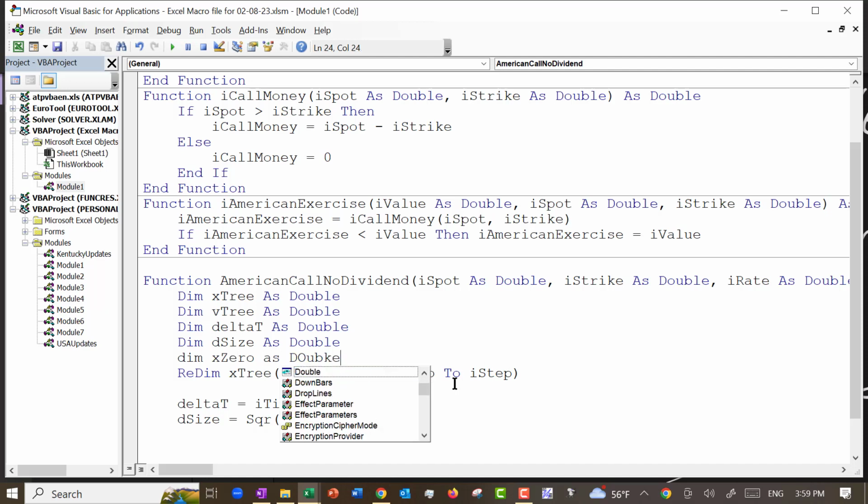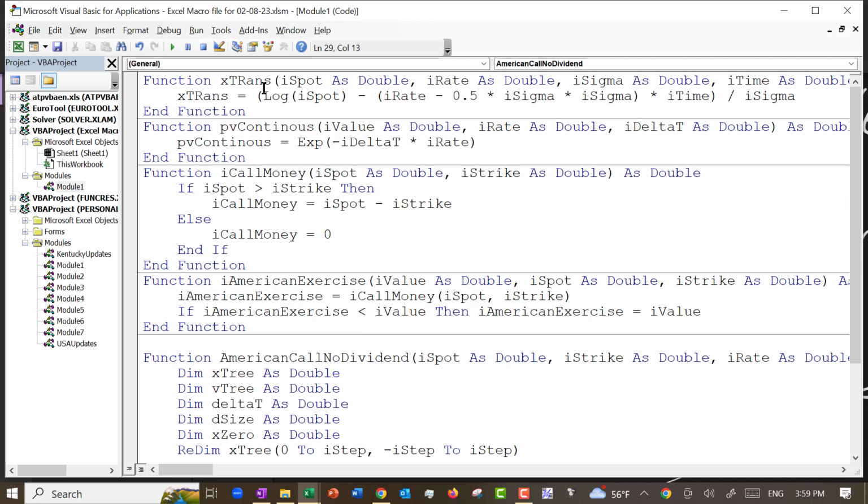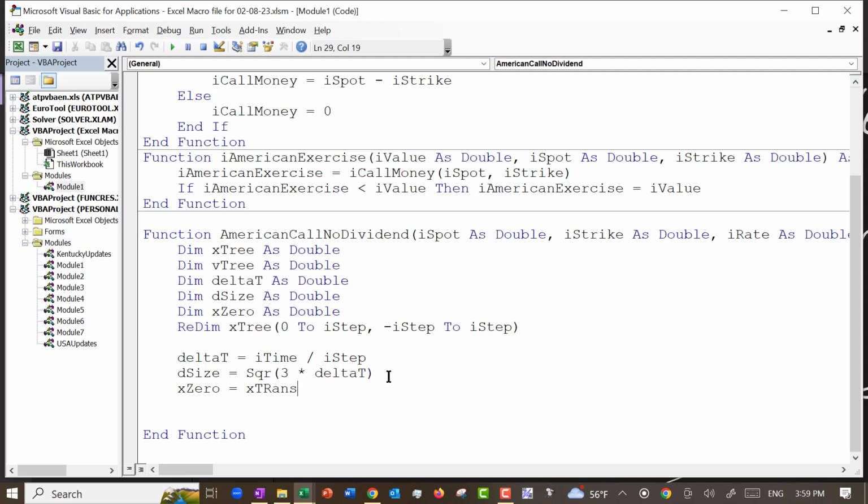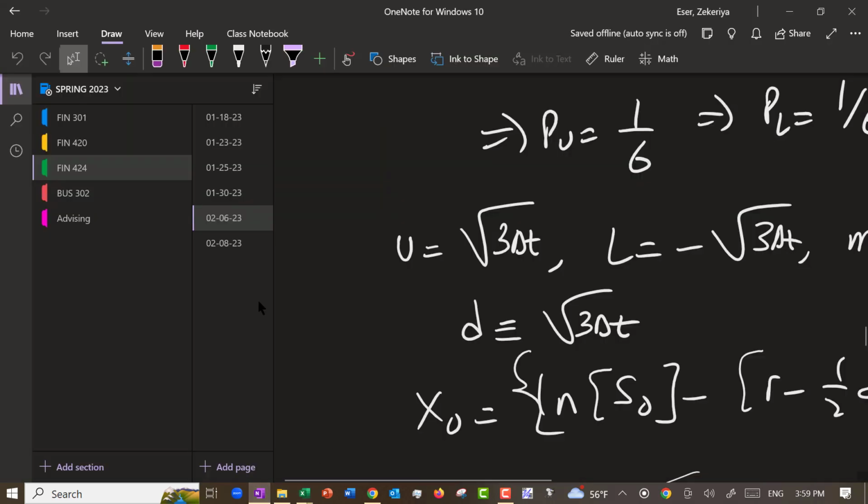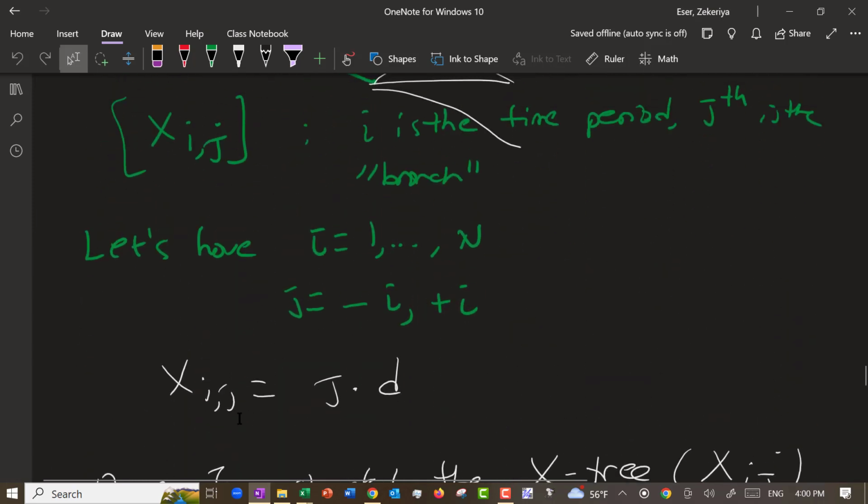Oh, I need to calculate my x0. Remember my function xtrans. Spot, interest rate, sigma, and this is simply 0 because that's time 0. Okay, I got my x0 as well. Remember what we said. Xij is j times d, where j is the index of price and i is the index of time.